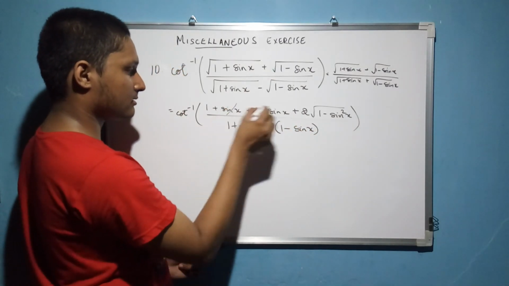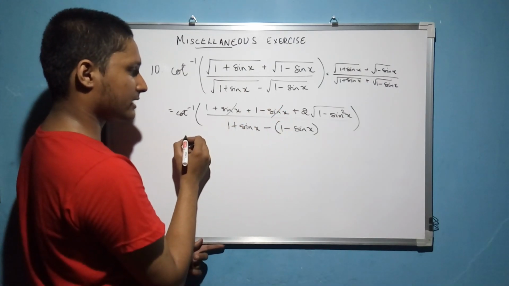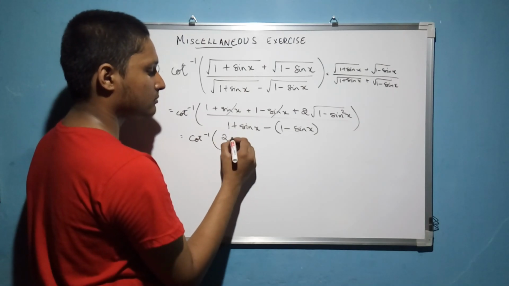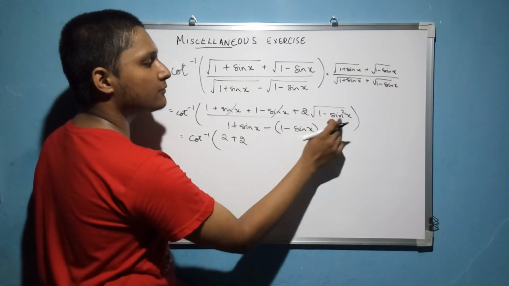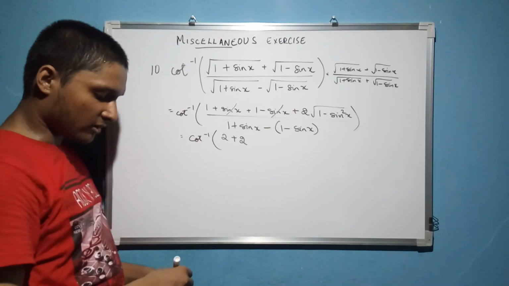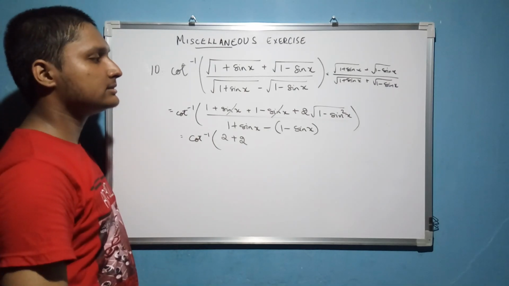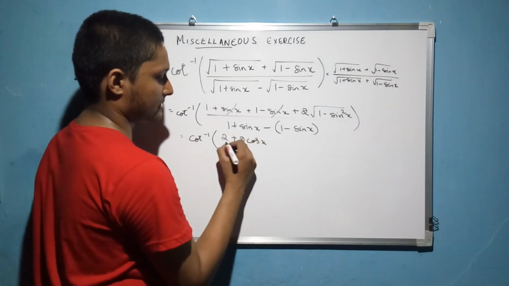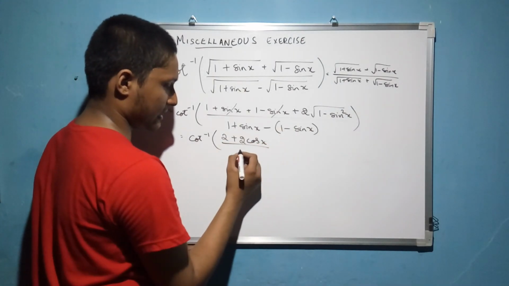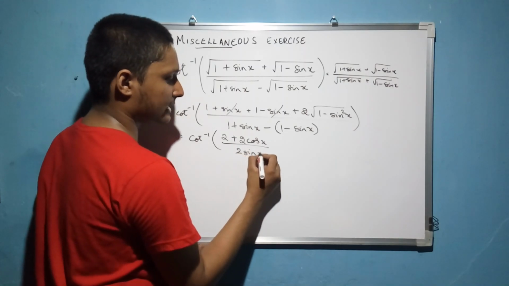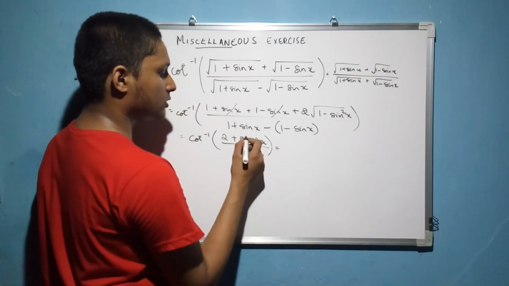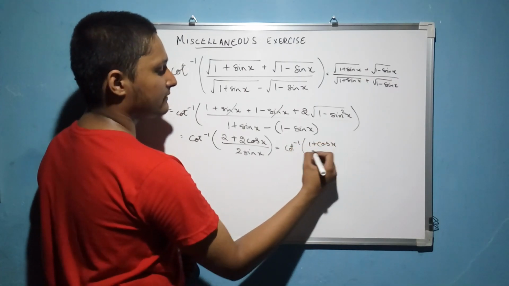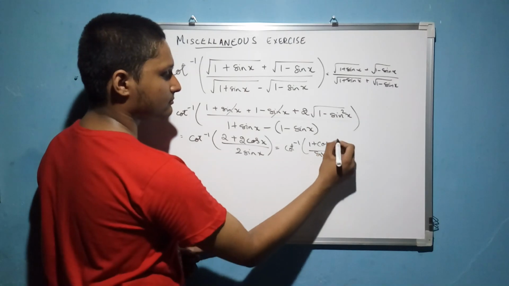Okay, just by cancellation and all, you get cot inverse of 2 plus 2 root of 1 minus sin square x, which is root of cos square x. Cos square x, again root, comes to be cos x. So this comes to be 2 cos x divided by 2 sin x, since 1 and 1 get cancelled. Therefore this is equal to, 2 and 2 will get cancelled, cot inverse of (1 plus cos x) divided by sin x.